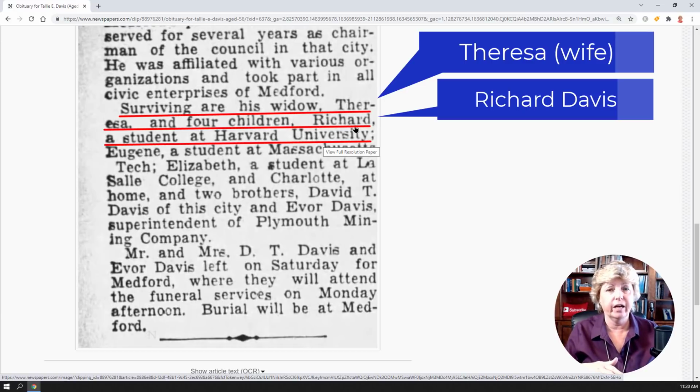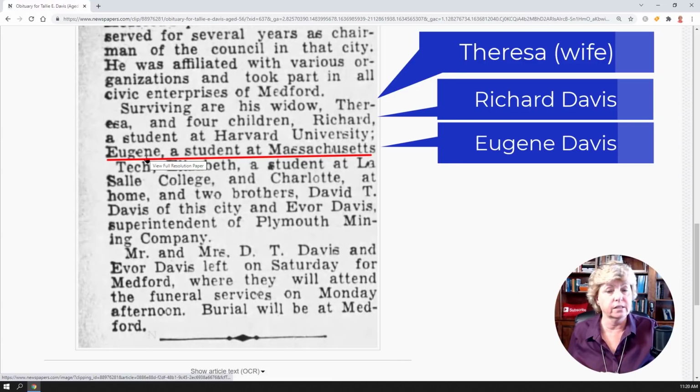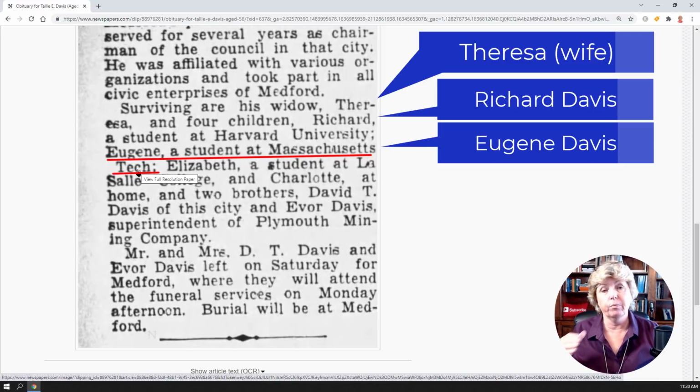However, I've often found that in obituaries, the boys are listed first and the girls are listed second, regardless of their order. So it would be the oldest son followed by the second son, even if there was a girl in between there. Okay. Eugene is the second son, even though it doesn't say that. We can imply that it is. He is a student at Massachusetts Tech. Okay. So both universities are giving us a really strong clue that this family has money. Harvard, clearly. Massachusetts Tech is now MIT, and that is in Cambridge.